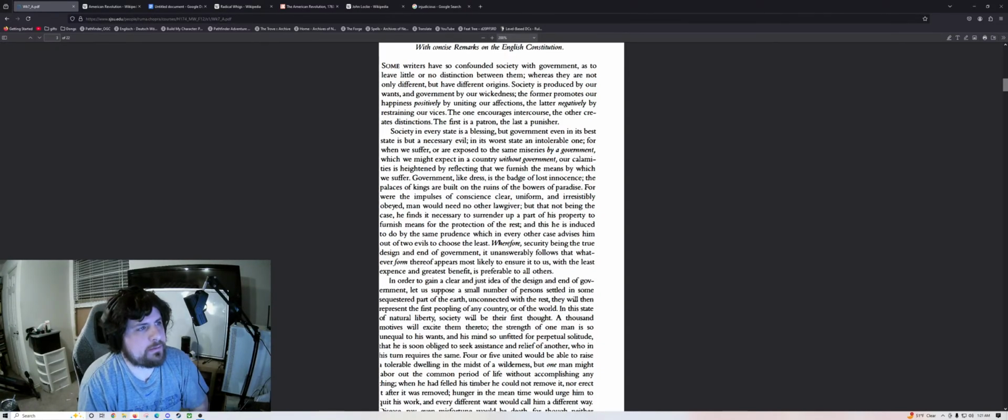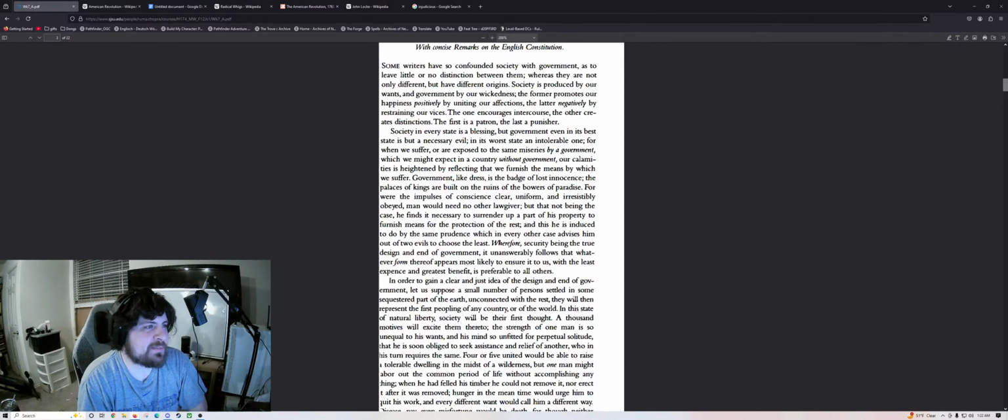So he's trying to make a big separation: government is this necessary evil to contain our wickedness, but society is a blessing. So this is probably going to be a very libertarian point of view. Let's just see, though.